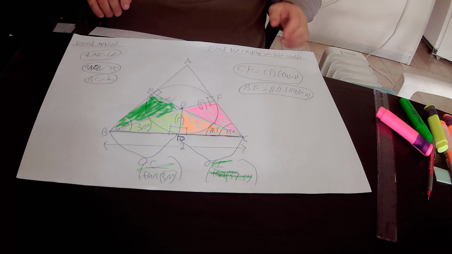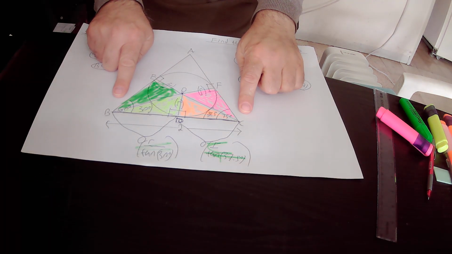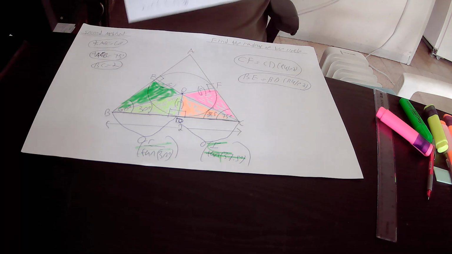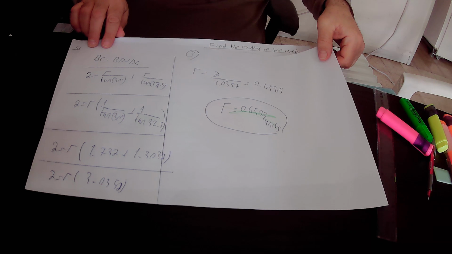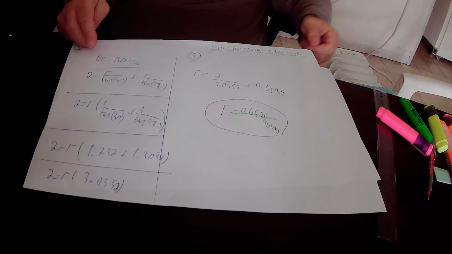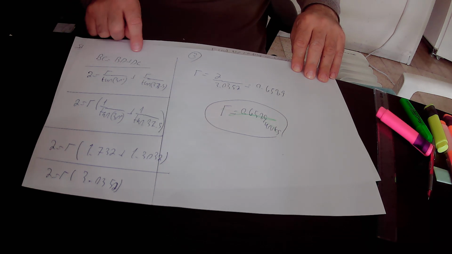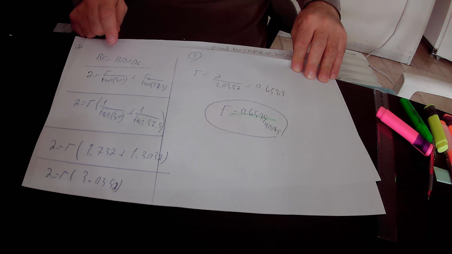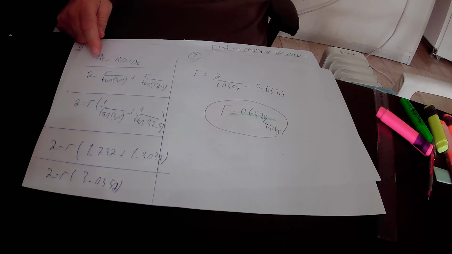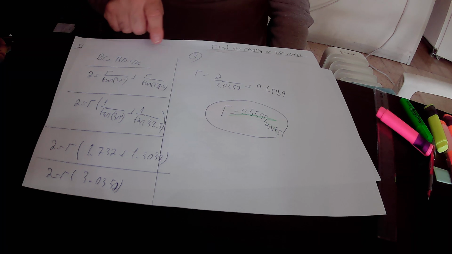From the drawing it is very easy to see that BC equals BD plus DC. Repeat again: BC equals BD plus DC. BC is 2, BD is R over tan 30 degrees, and DC is R over tan 37.5 degrees. So in total 2 equals R over tan 30 degrees plus R over tan 37.5 degrees.